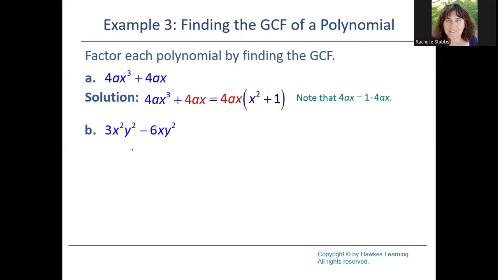Okay, in this one, I can see that there's a 3 in both of those. There's also an x. Can only use x to the first power. And then there is a y squared. So what does that leave? That leaves us an x here and a minus 2 there. And it would factor like that.